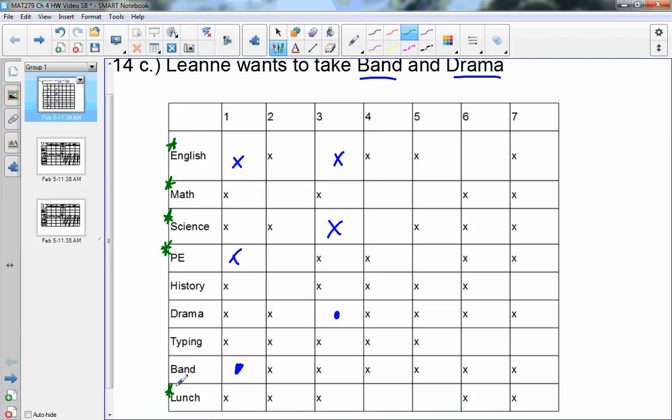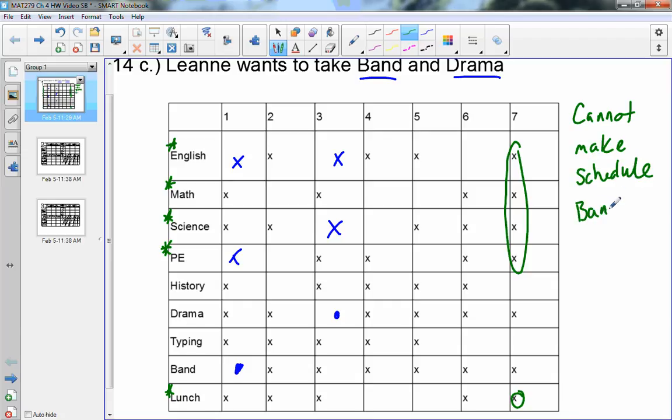Now, there is one obvious issue right off the bat. All of these classes, English, math, science, PE, and lunch, do not exist during period 7. So we cannot make her a schedule with both band and drama. So that answer would be completely acceptable.